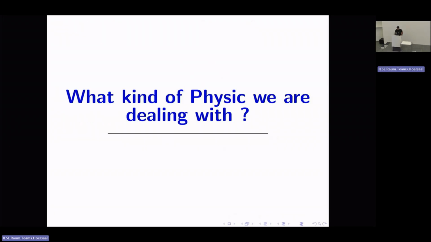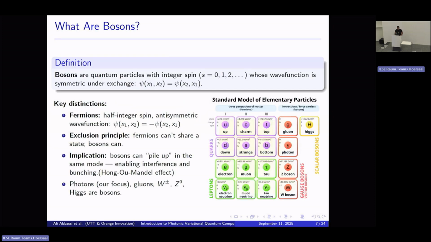So what kind of physics we are dealing with? Yesterday we had a very nice presentation about VQE, also on Candela, and we were talking about fermions. Today we are talking about bosons. So some people have collection of insects or cars. Here we have the collections of particles, and the bosons are our photons.